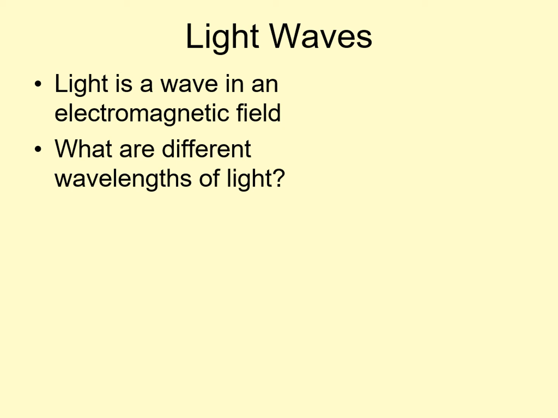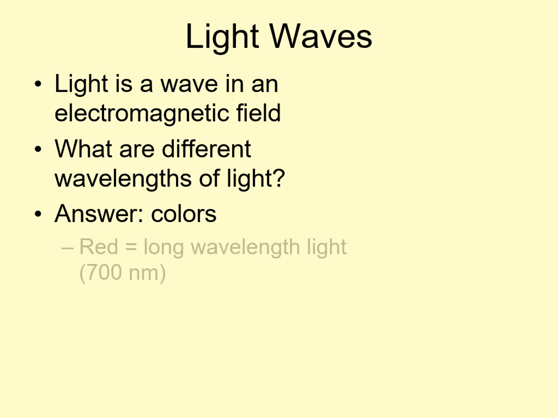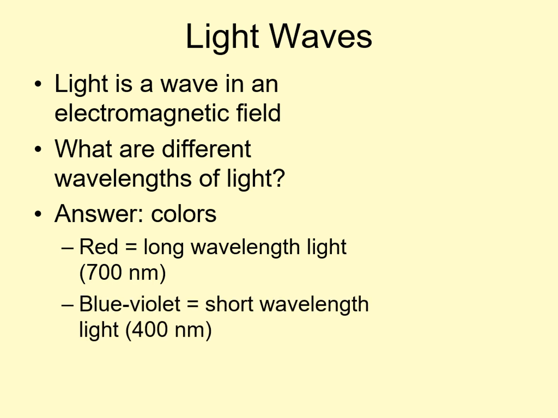Different wavelengths of light are different colors of the rainbow. Red light is the longest wavelength of light we can see. It gets up to about 700 nanometers. Remember that a nanometer is a billionth of a meter, so even 700 nanometers is pretty tiny. Blue and violet light get down to 400 nanometers wavelength. All of the rest of the rainbow is between those extremes.